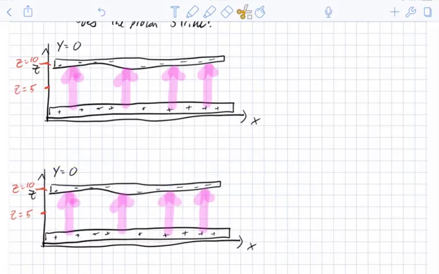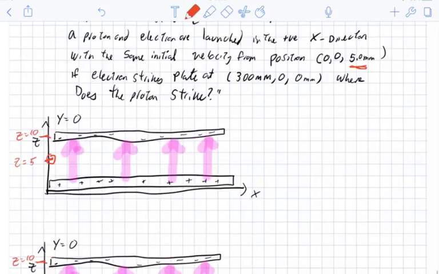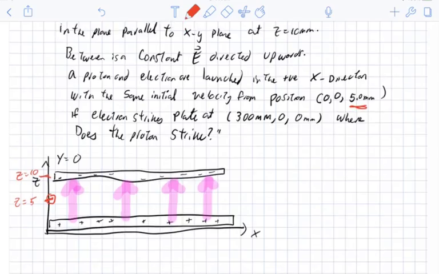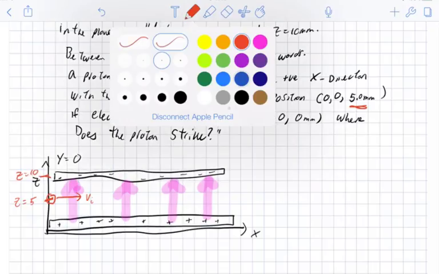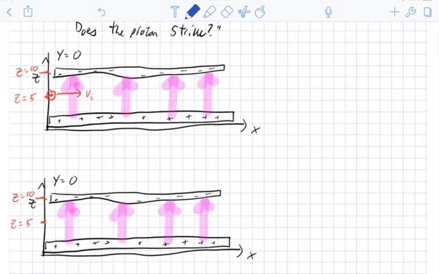So in the story, they're saying, hey, if you took a little negative charge and released it with some initial velocity going to the right, and then you do the same with a positive charge, and you send it moving with the same initial velocity. Okay. So how are these charges going to move?